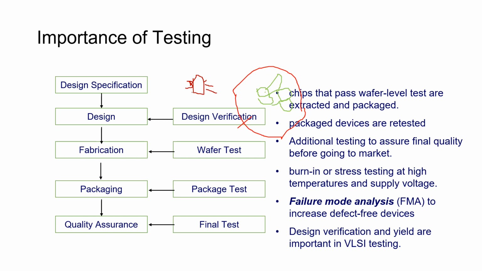We'll talk about what FMA is. Please write down: failure mode analysis, called FMA. There's also something called RMA, return material analysis. Please write it down. We'll talk later in the course. FMA and RMA, extremely important concepts. Please write it down, take your notes. And verification and yield are important in VLSI testing. Why so? We shall see in the next slide.